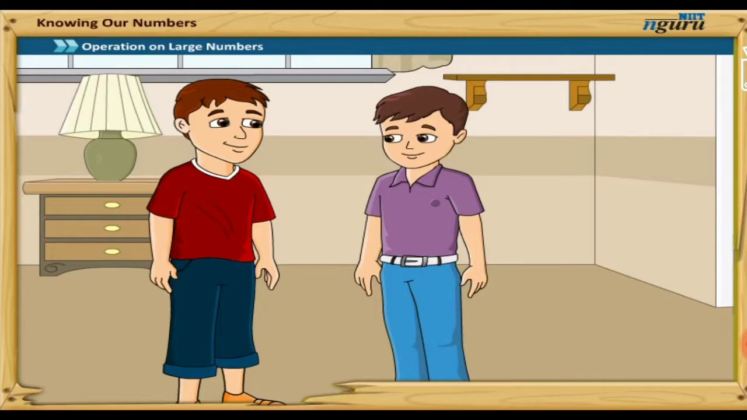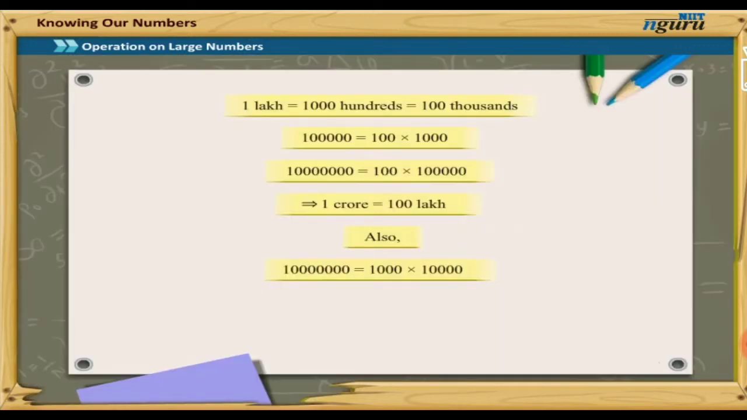Let's now see how we can get 1 crore. 100 into 1 lakh makes 1 crore. Also, 10,000 notes of 1000 rupees make 1 crore. Therefore, 1 crore is equal to 10,000 thousands.